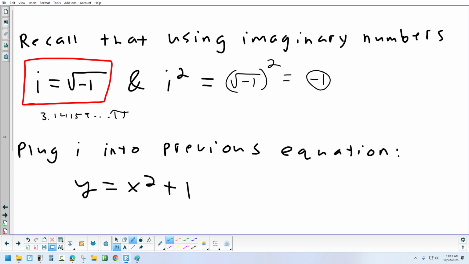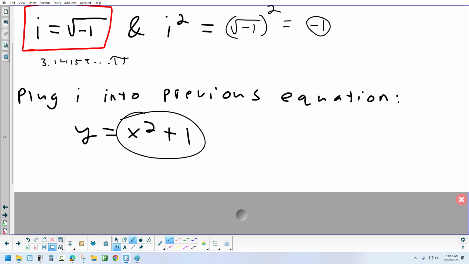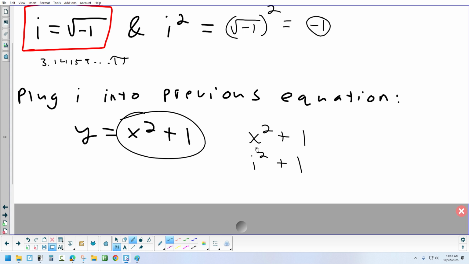Let's try plugging in i in this and see what happens. So we've got x squared plus 1. Fill in i for x. i squared plus 1. What did we just say i squared is? -1. And what's -1 plus 1? 0. So when I plug i into the equation right here, I get 0. What does that mean about i?